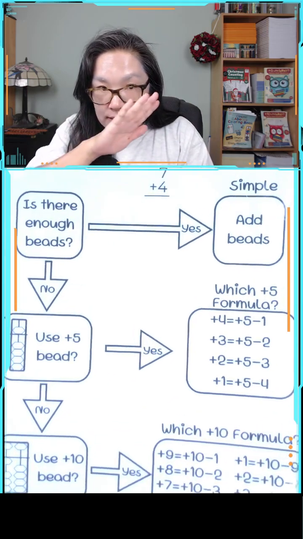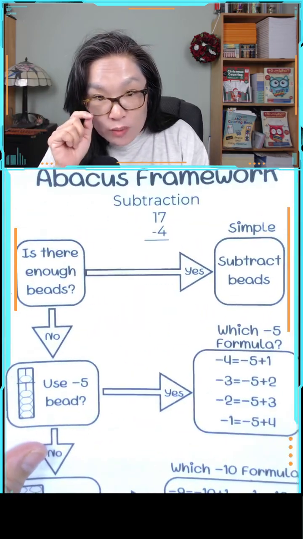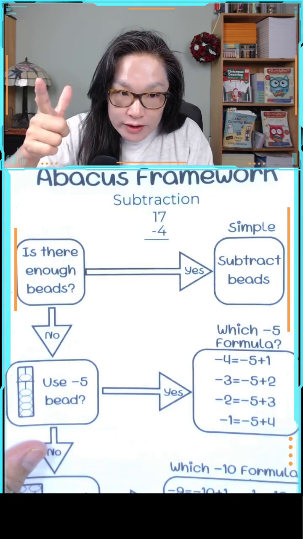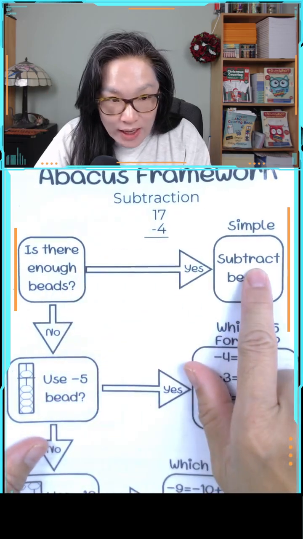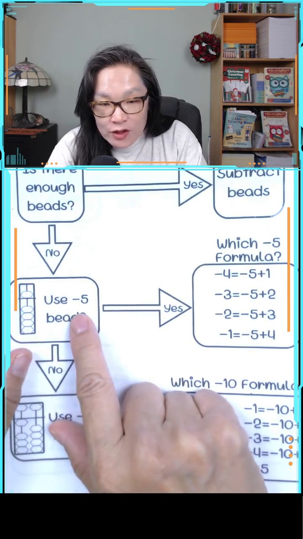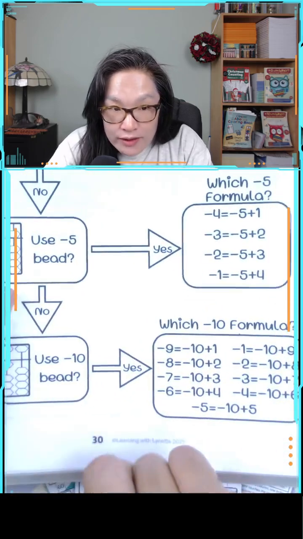It does not matter. And it's the same thing. It's not a different concept for subtraction. It's the same concept, but just reverse. So do you have enough beads to take away? Yes or no? Do you have a 5 to take away? Yes or no? If no, then you go here.